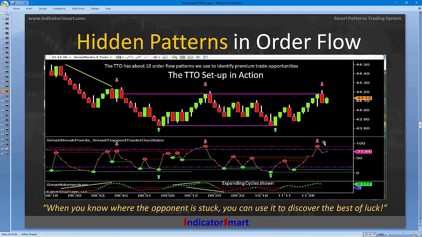And then we get another TTO pump over in here. But this is, I call this the trapping cycle. The market's going to come down, market's going to come up, market's going to come down, market's going to come up like this. And that's one basic pattern on the trap trader oscillator. And there are a number of other ones that we won't have time to cover today.